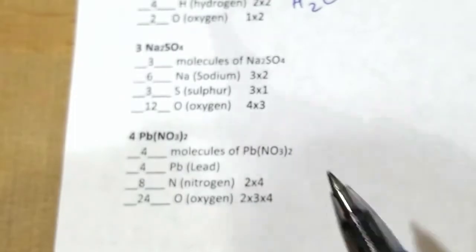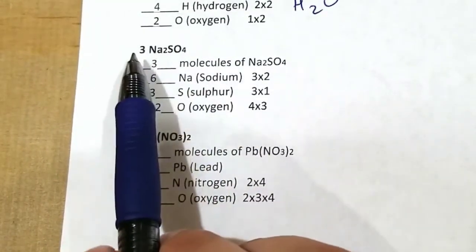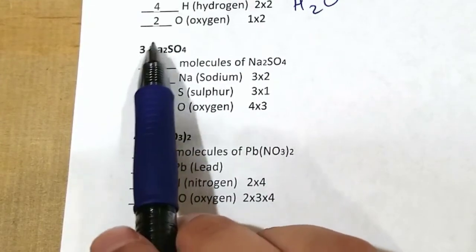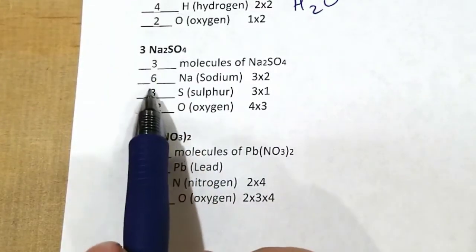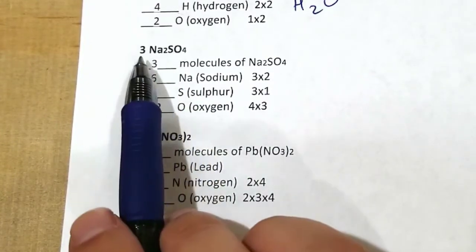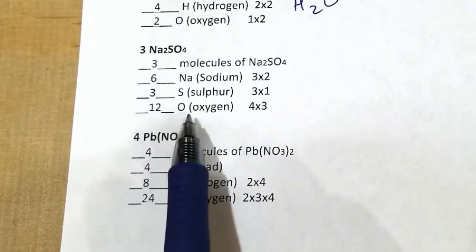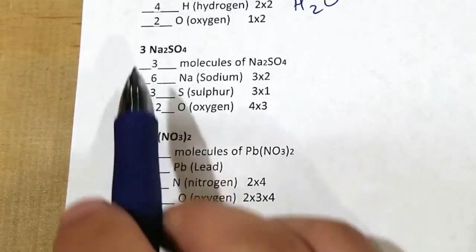So if you want, you can multiply this quickly in your head. You can take the number 3 times each one individually. So 3 times this one will give us 6 Na. 3 times the S by itself will give us 3 S. And 3 times the O4 will give us 12 oxygen. But if you can't do that, then I recommend you write it out individually.